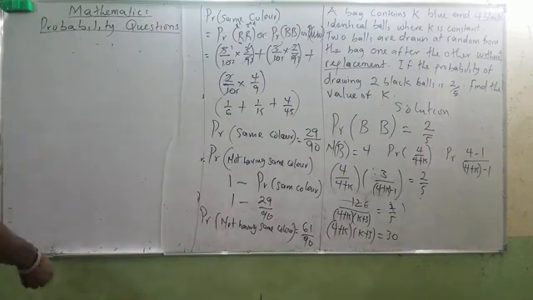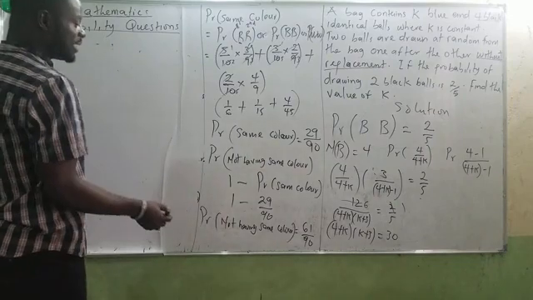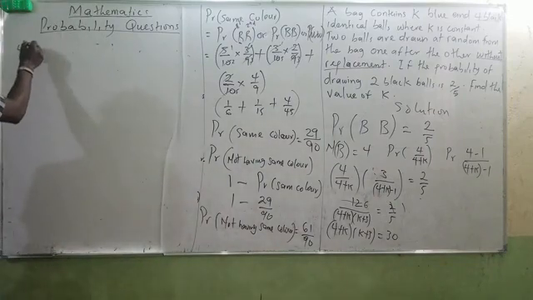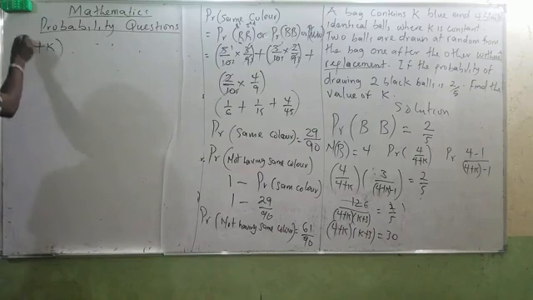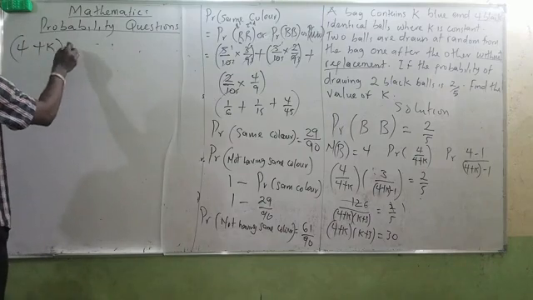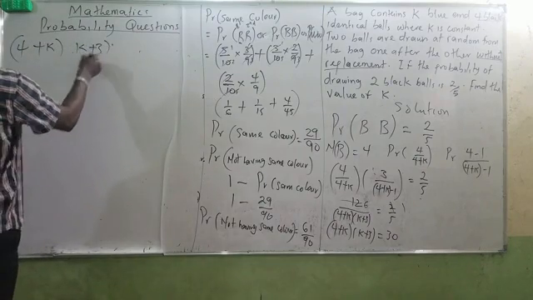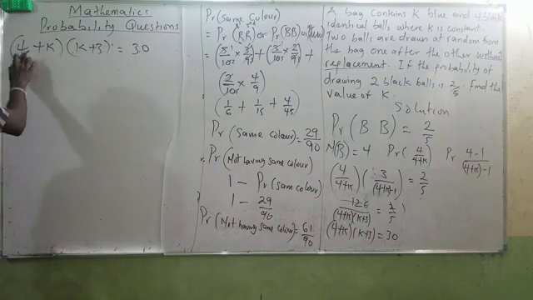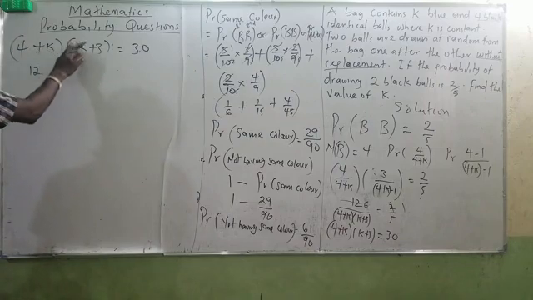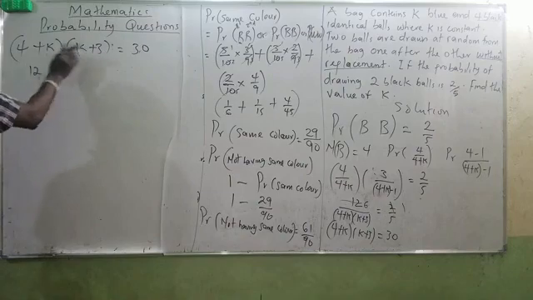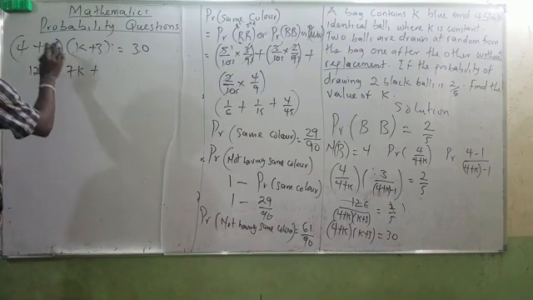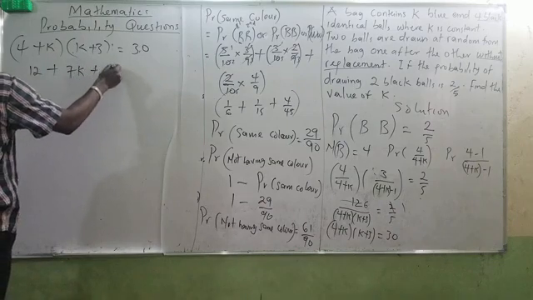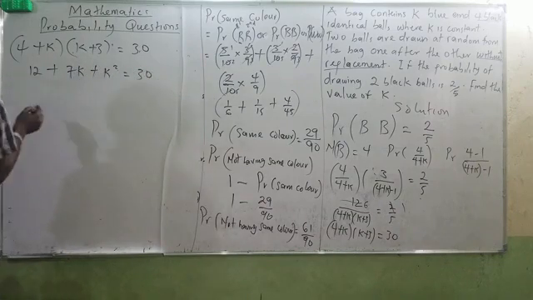Now, I can say that normally when you have something like this, 4 plus k, bracket of k plus 3, equals 30. I don't need to stress myself. 3 times 4 is 12. This, which is going to be 4k, and 4 plus 3, it will be 7k, plus k squared equals what? 30.